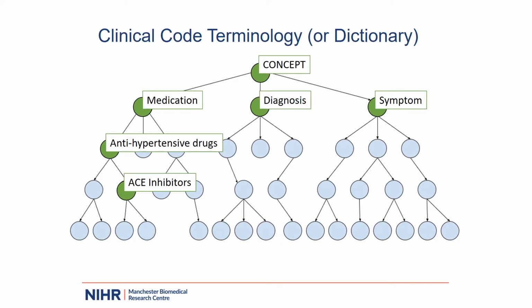Beneath that, you might have an example of an antihypertensive drug, which is a category of drugs called ACE inhibitors. And then a child of that might be an actual type of ACE inhibitor, so ramipril. So just to go back up the chain, you would say ramipril is an ACE inhibitor. An ACE inhibitor is an antihypertensive drug. An antihypertensive drug is a medication, and a medication is a concept.